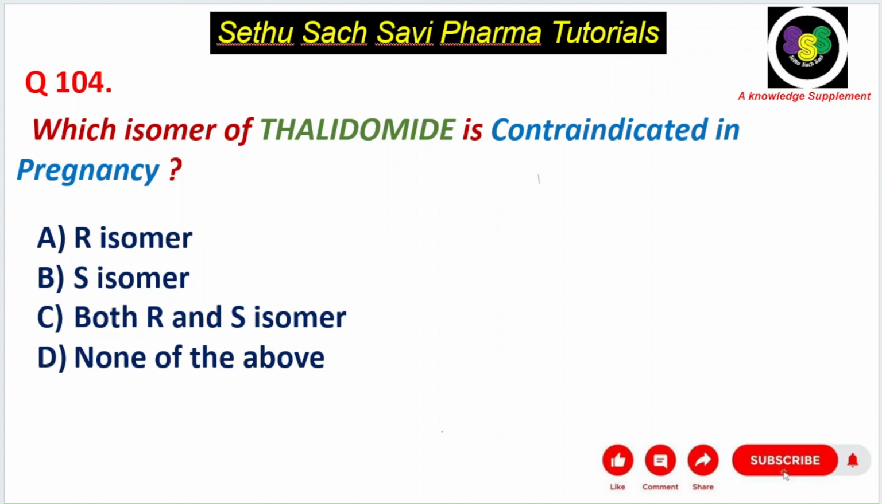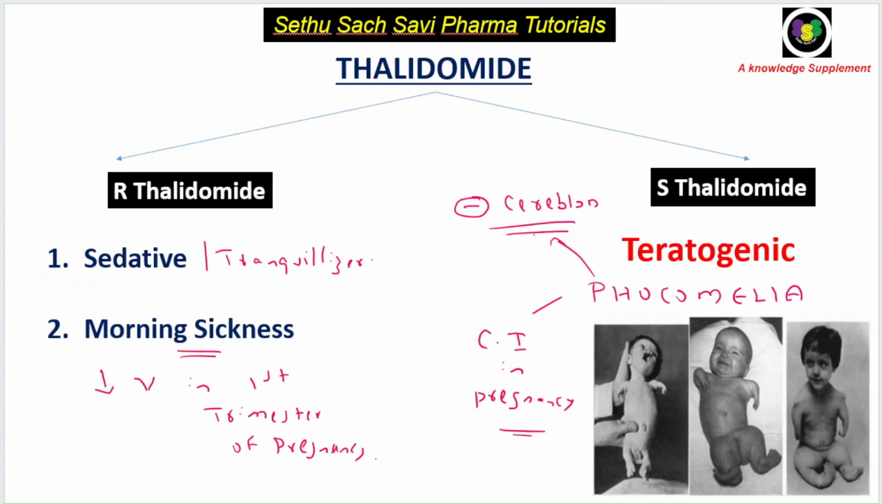Now the question is, which isomer of thalidomide is contraindicated in pregnancy? If you go with the S isomer, the answer is wrong. Let me state the fact. As I told, thalidomide was introduced to the market due to its sedative property. It can also be used in morning sickness. This effect is contributed by the R isomer of thalidomide, whereas the teratogenic effect is mainly due to the S isomer or S enantiomer of thalidomide.